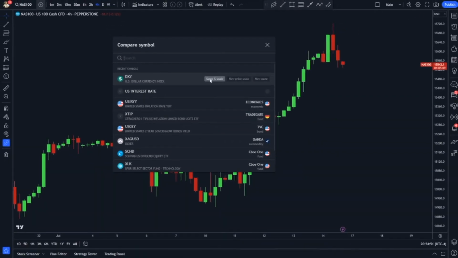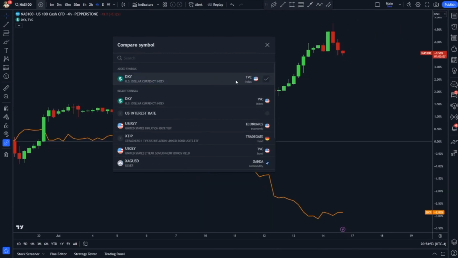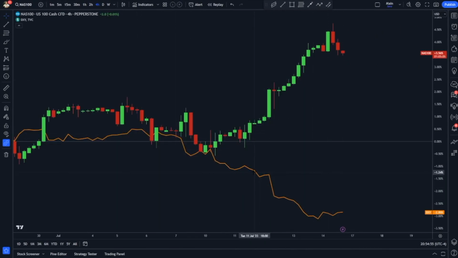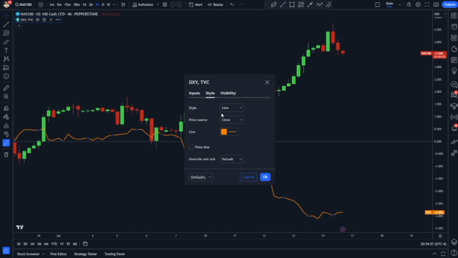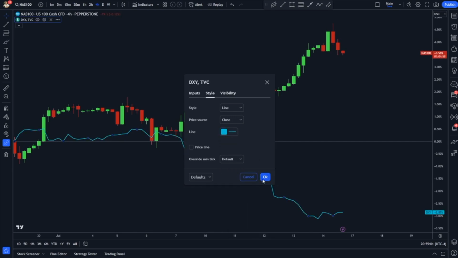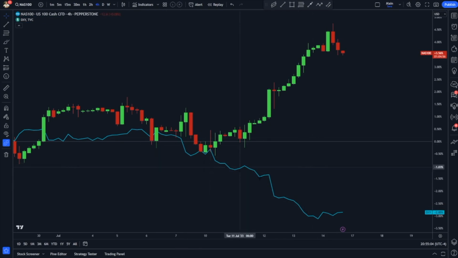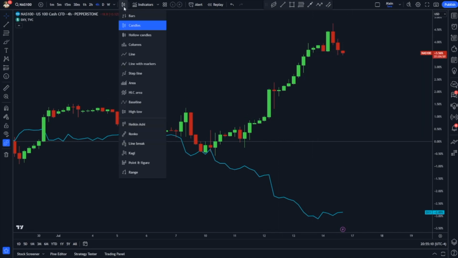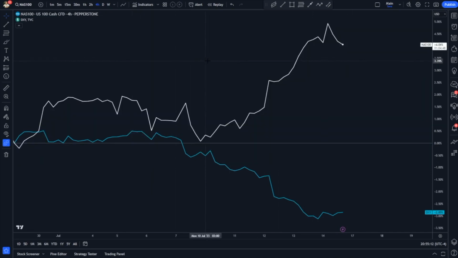So if I do same percentage scale, you can see that an orange line just popped up on the screen. Now, of course, you can adjust this orange line to be whatever you'd like. Let's say, for example, we want it to be this turquoise color. Okay, so this is the dollar in turquoise, and we of course have candlesticks showing the NASDAQ. But let's actually make the candlesticks just a line to keep things very simple.